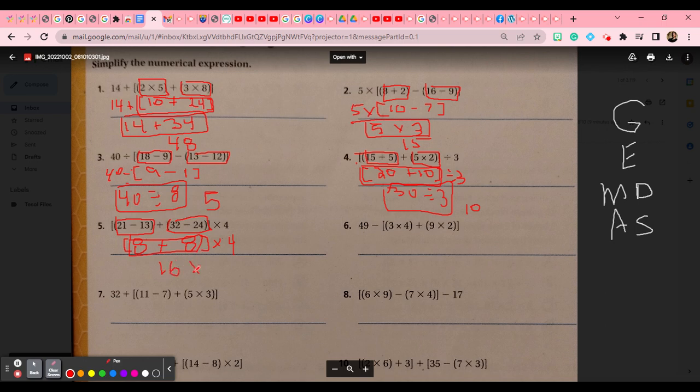times 4. Okay, I'm just going to do the math up here. 16 times 4. 6 times 4 is 24. Carry a 2. 1 times 4 is 4 plus 2 is 6. So our answer to 5 would be 64. Okay, class, I'll be back to solve the rest of these on this page in just a minute.